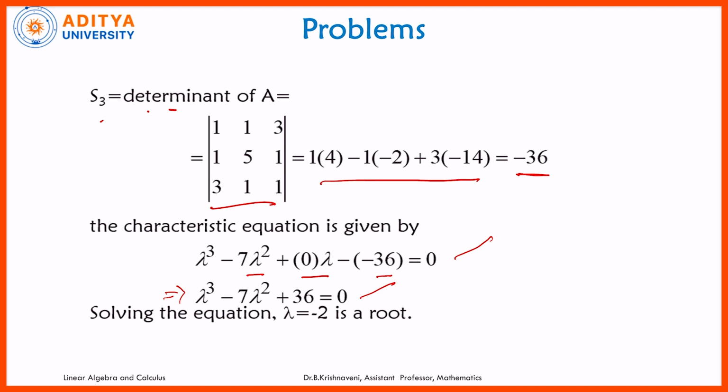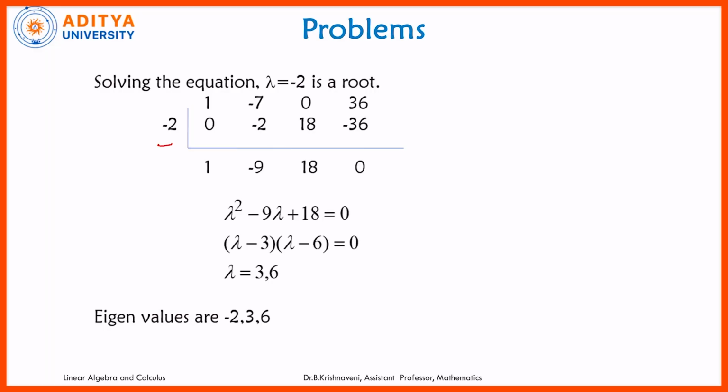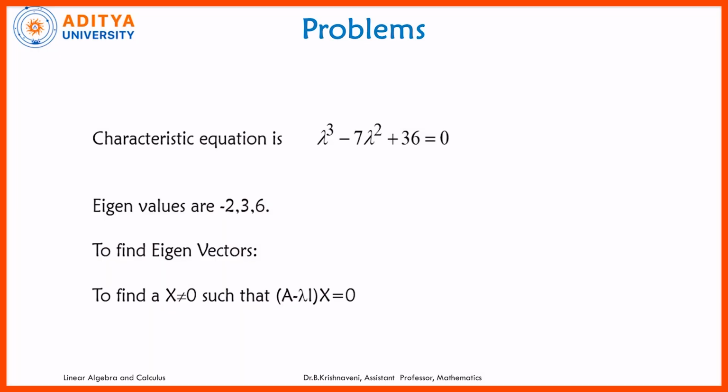Now, we need to solve the equation. For that, we got one root, lambda is equal to minus 2, by using synthetic division. Thereafter, you can find the remaining roots. You got the remaining roots as 3 and 6. So, the roots are minus 2, 3, 6, which are the eigenvalues of the given matrix.